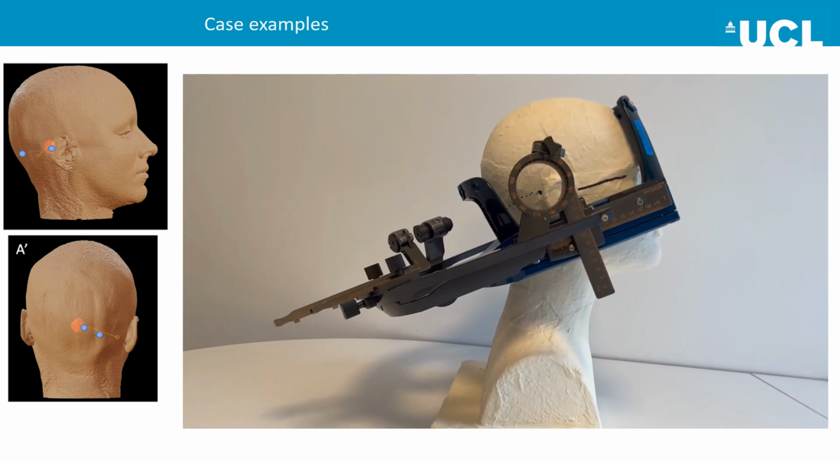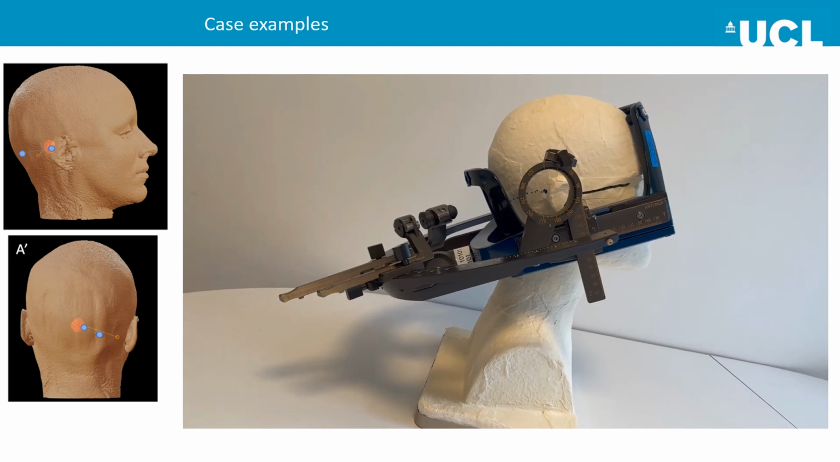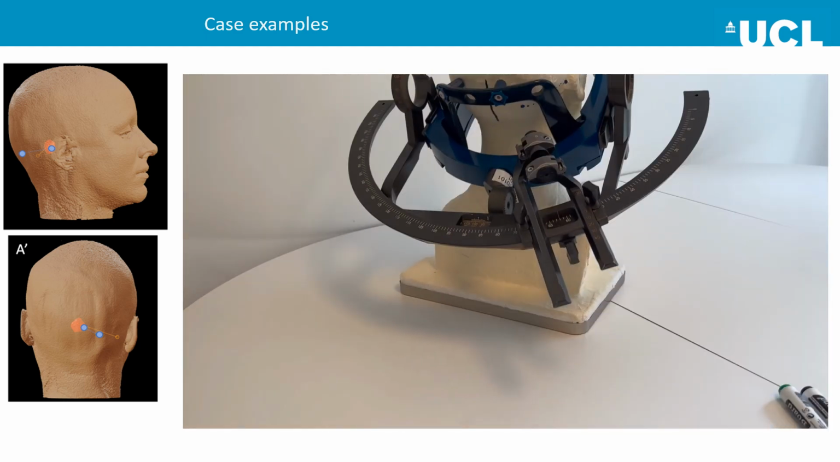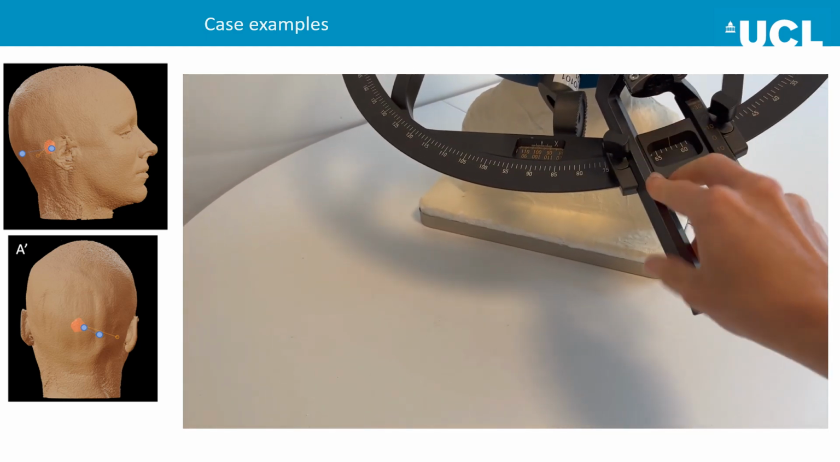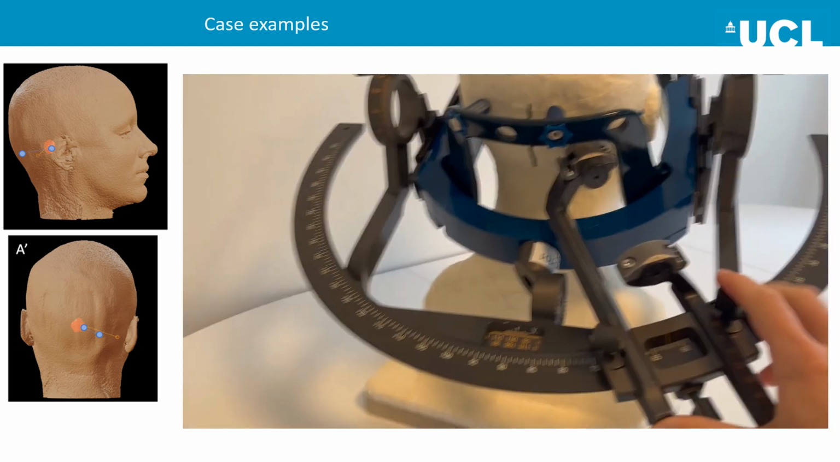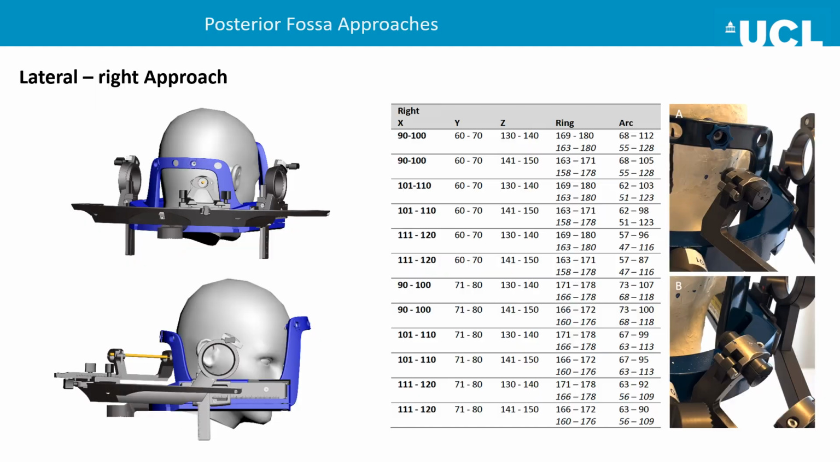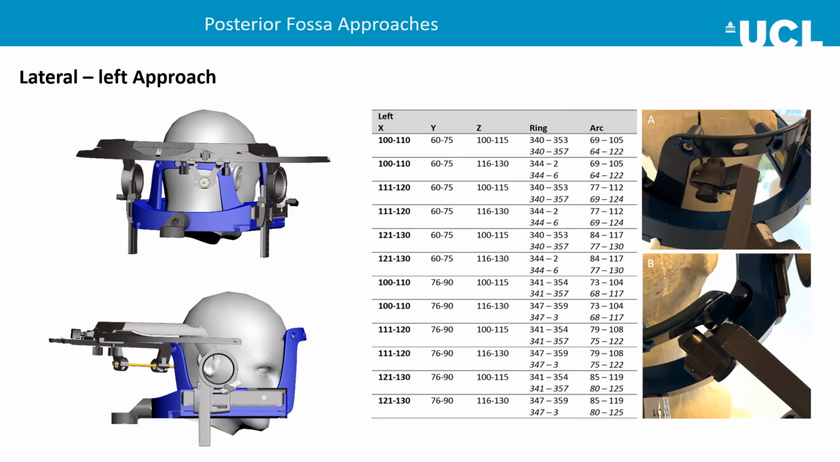And you can see that we can get to our trajectory here because we have rotated the frame far enough medially here. So I can advance the guide holder. So we have published this, including tables that show you the feasible ring and arc angles for the most common X, Y, and Z, both for the lateral right and for the lateral left approach.